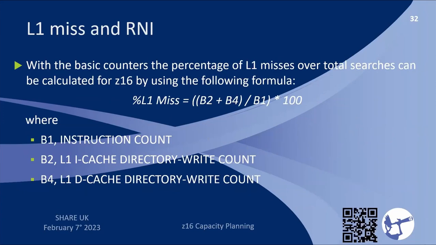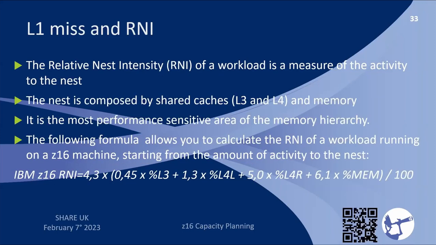So to calculate the level 1 miss percentage, it's very easy, and the formula didn't change. And here it is explained in this slide. The relative nest intensity is a measure of the activity to the nest, and the nest starts from level 3 and level 4 and the memory. And it's the one thing that is really affecting the capacity that your hardware is going to deliver. With every new machine, IBM provides a new formula, and a couple of times in the past, they changed the formula after a while.